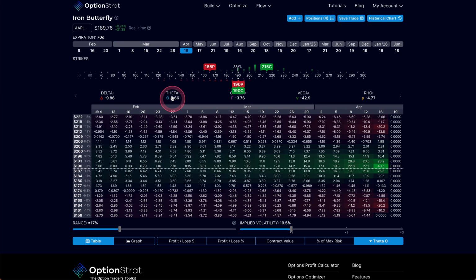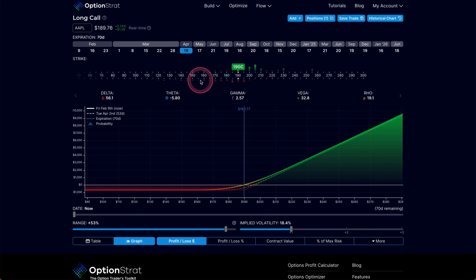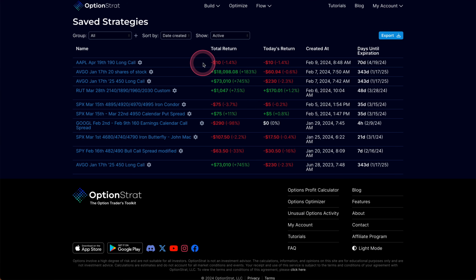So that's kind of the whole thing here with theta. Do you want theta working in your favor, decaying in your favor, or do you want theta that's going to be working against you? Now, there's nothing wrong with having a negative theta position. I have often purchased long calls specifically on stocks that are skyrocket sort of stocks, and they have worked out very, very well. In fact, I did a video on one of these, but let me just look at my saved trades here. Let's look at this Avgo long call.